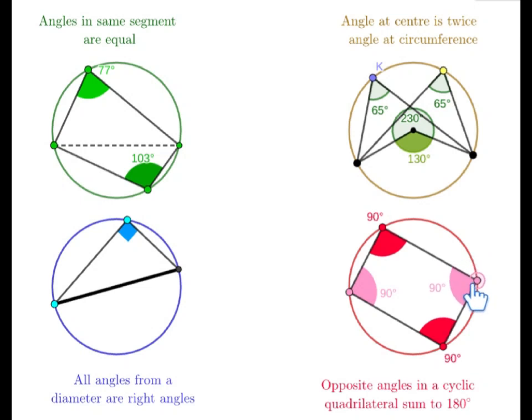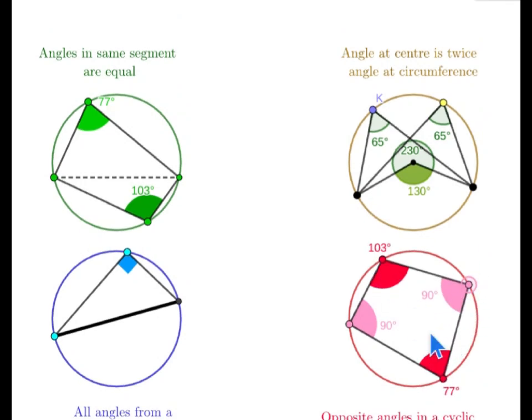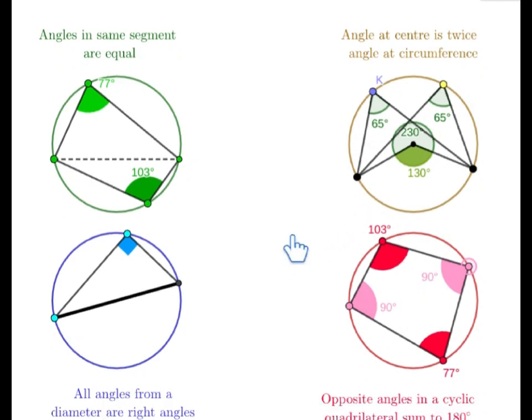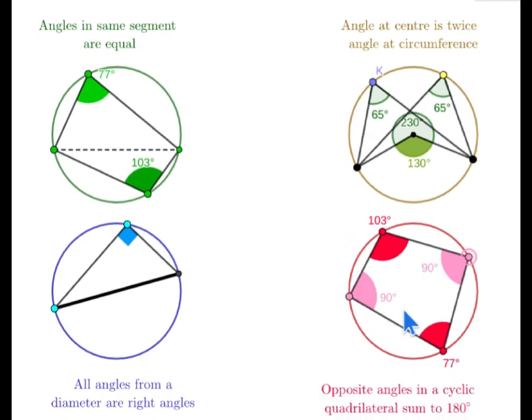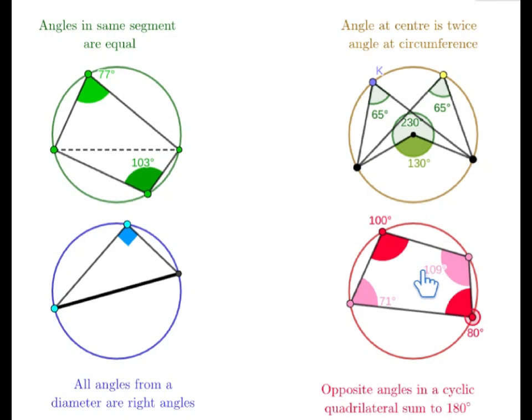Okay, if I move one of the points, these two opposite angles change, and if I move this point, then these two angles change, but they still add up to 180. So opposite angles in a cyclic quadrilateral add up to, or sum to, 180 degrees.